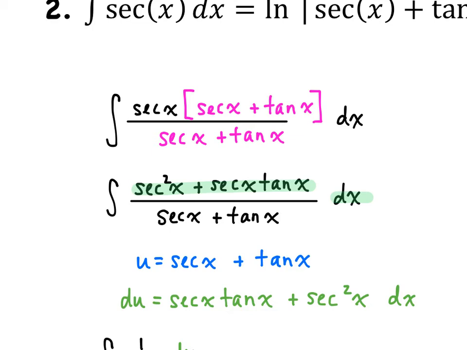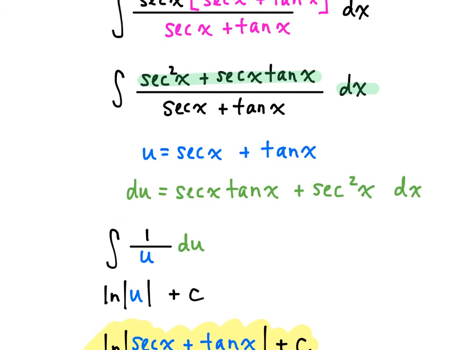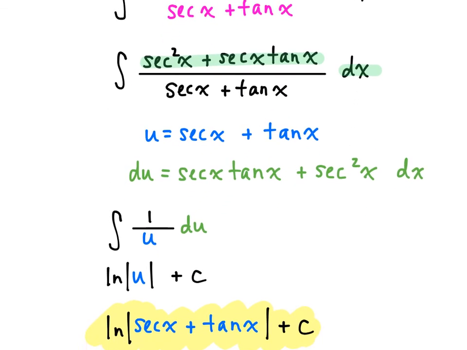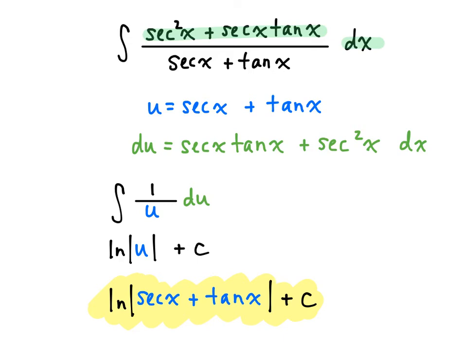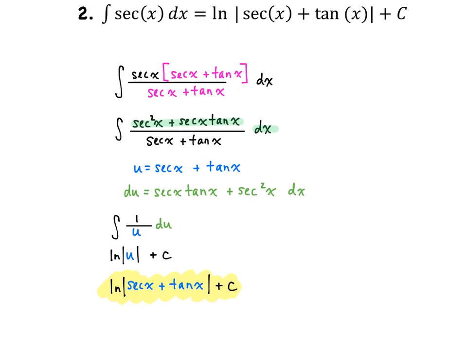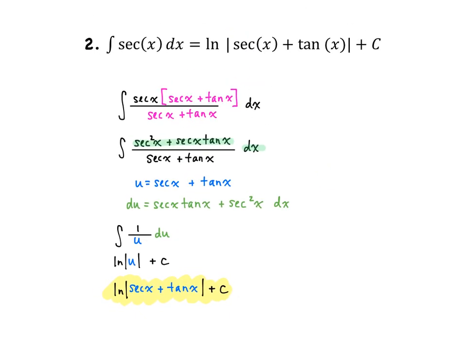So as we create our u substitution, we continue on with the next step. We're really taking the integral of 1 over u du. We know the integral of 1 over u is simply the natural log of the absolute value of u plus c, and now all we have to do is substitute our u back in. We just proved that the integral of the secant of x dx is really equal to the natural log of the absolute value of secant plus tangent plus c.